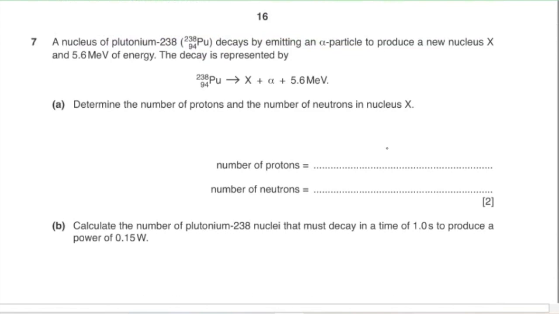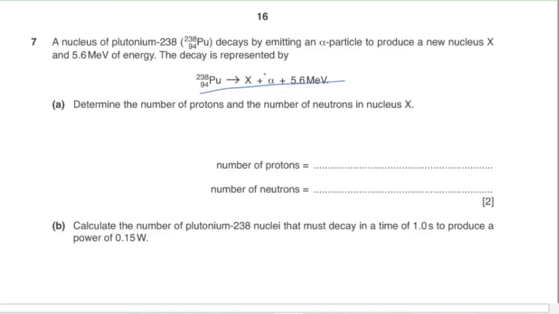Question number 7. A nucleus of plutonium-238 decays by emitting an alpha particle to produce a new nucleus X and 5.6 mega electron volt of energy. The decay is represented by the following equation. Part A, determine the number of protons and the number of neutrons in nucleus X.